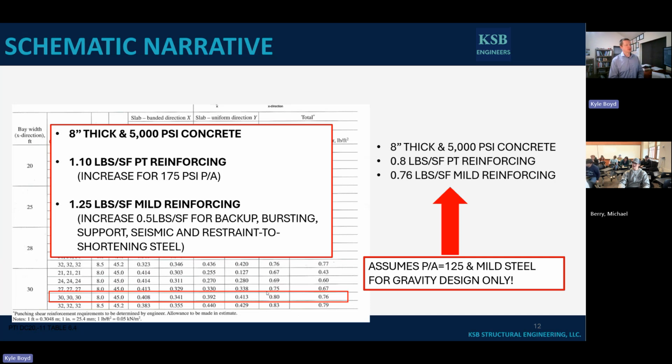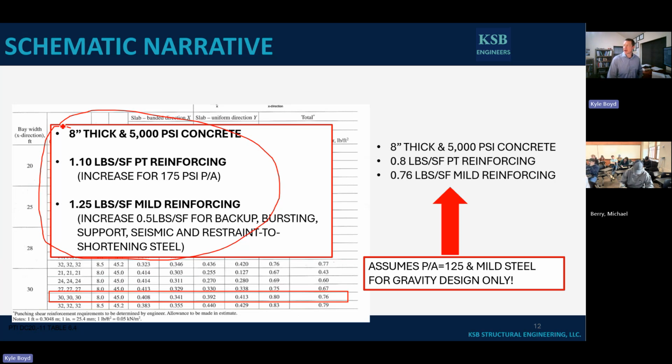And so I'm going to increase from 0.76 pounds of mild reinforcement. I'm going to throw another 0.5 pound in there just for all that miscellaneous steel. And I have what's highlighted in red. I have a schematic narrative right there. Again, the very first time you do this, it might take you 20, 30 minutes of figuring out what pages to go to. After you've done it once, it takes you 5, maybe 10 minutes.